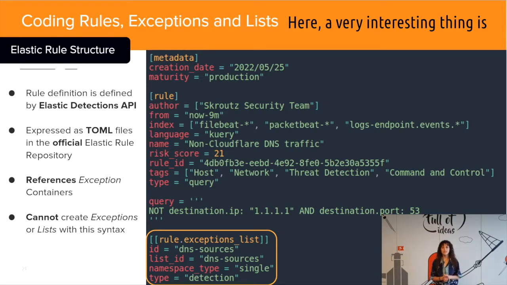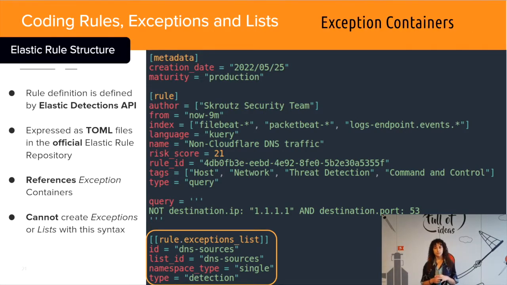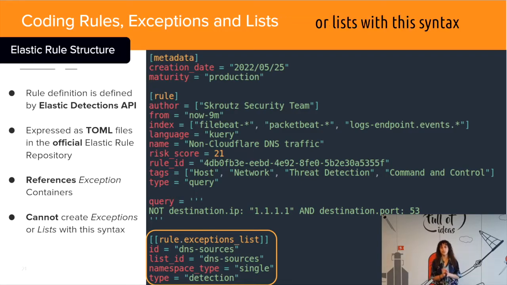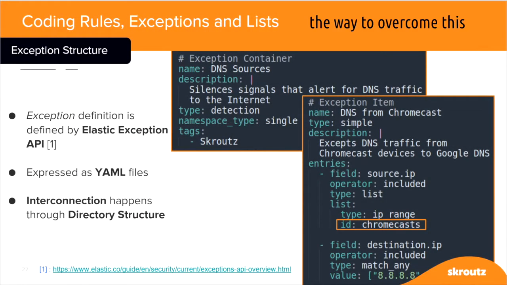Here, a very interesting thing is the reference of exception containers. Keep in mind that in this way we cannot create exceptions or lists with this syntax. So, the way to overcome this is by creating exceptions as defined by the Elastic Exception API, which can be expressed as YAML files. The YAML file contains the part of the exception container in which we simply describe the items, where every entry has a log field and a value or a list to get checked against.